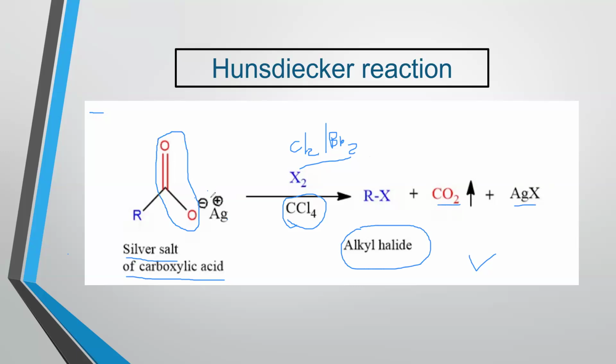And this Ag plus will react with the one chlorine or bromine here, and the chlorine or bromine will attach to this alkyl group. Okay. So this is how you can remember the entire reaction. Silver salt of carboxylic acid reacts with chlorine or bromine in presence of CCl4, and it will give me alkyl halide. That is the Hunsdiecker reaction.